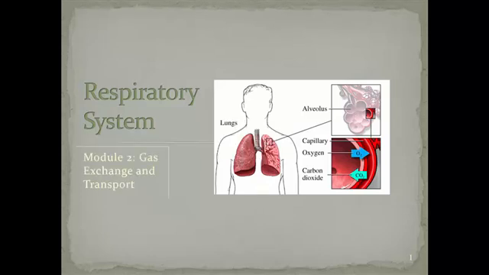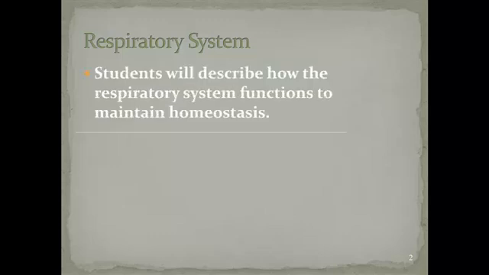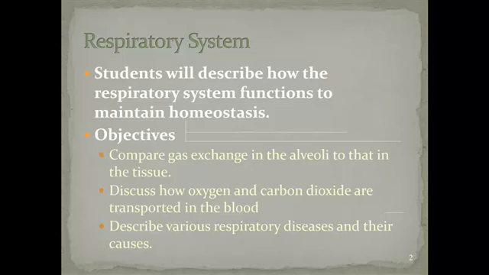The purpose of this module is to explain gas exchange and then how those gases, oxygen and carbon dioxide, are carried in the blood to and from tissues. The objectives of this module again are to compare gas exchange in the alveoli to that in the tissue and discuss how oxygen and carbon dioxide are transported in the blood. We will also describe various respiratory diseases and their causes.